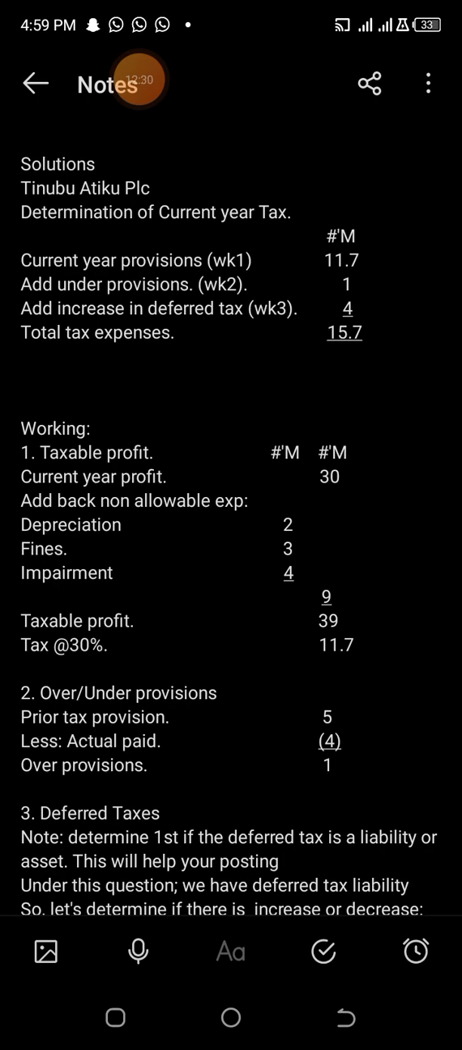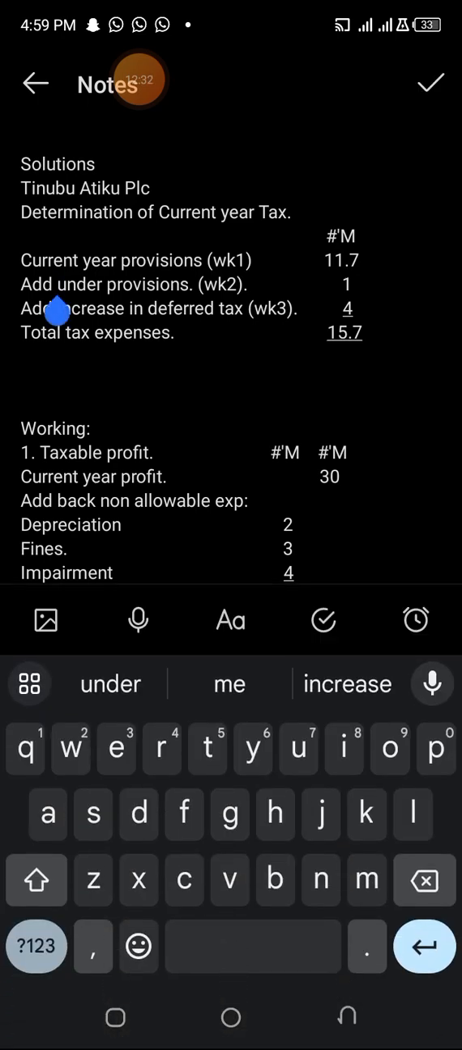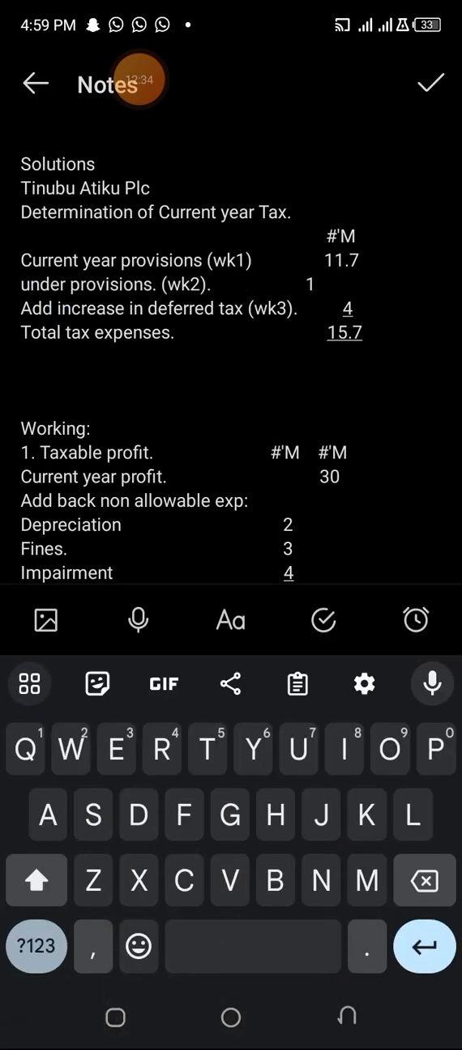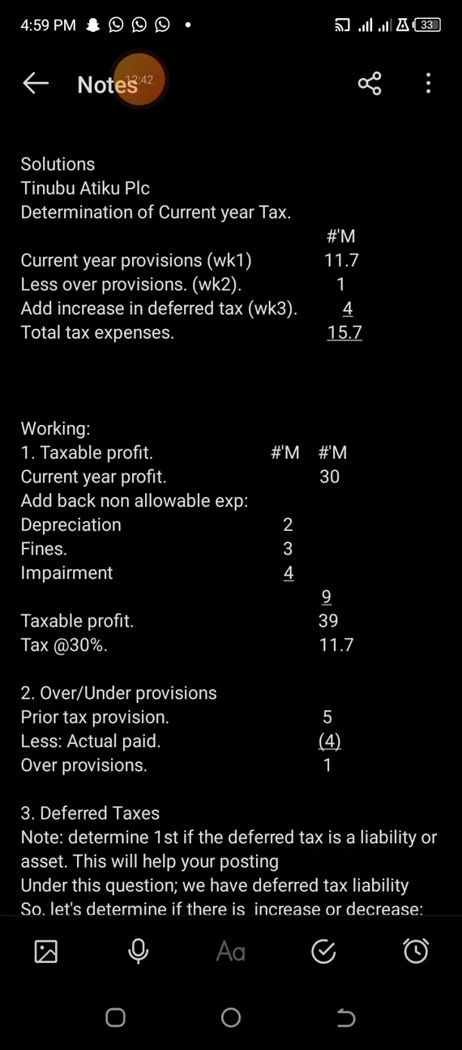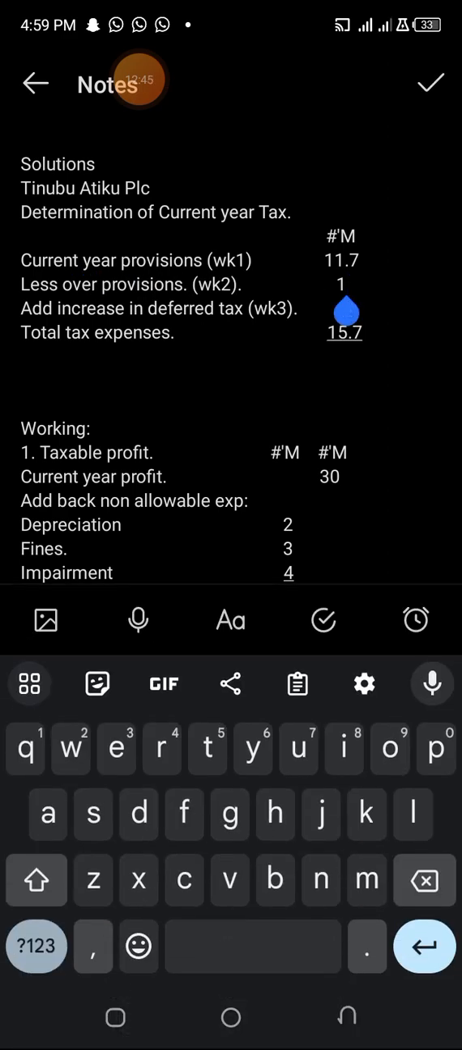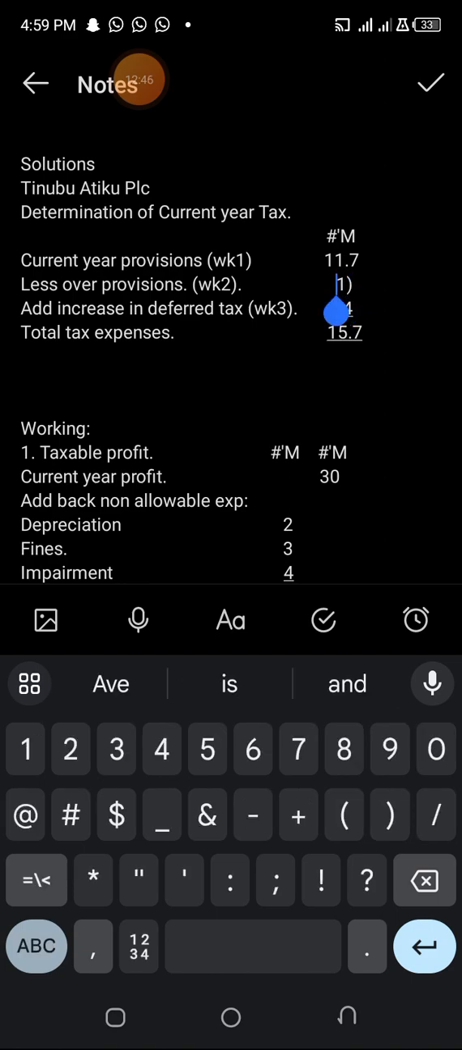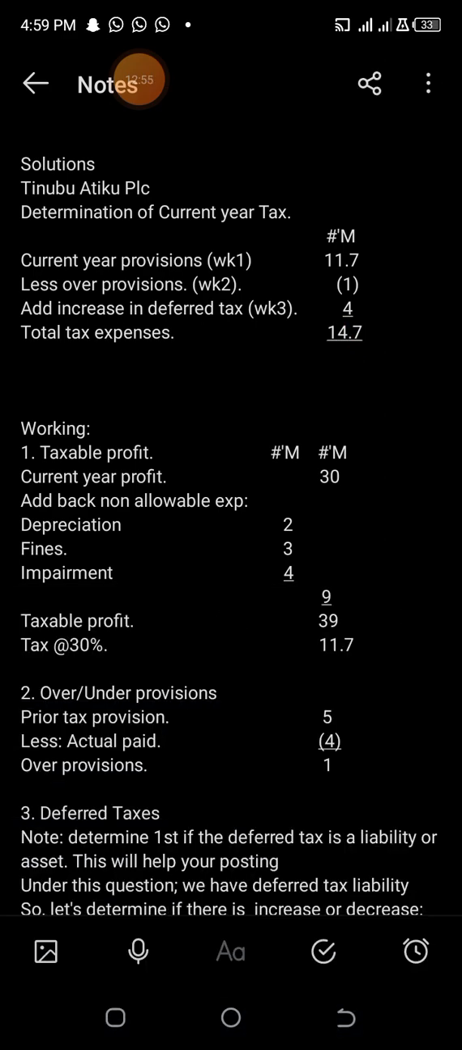And then we are to less now. Sorry. So we are going to less our over provision. So when we less over provision, let's jacket this. Jacket D. So our answer now will be 14.7 as our total tax expense for that period. So it's as simple as this.